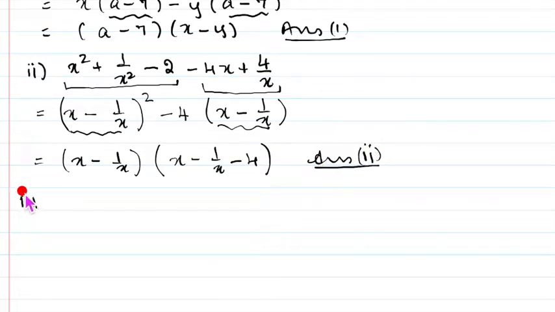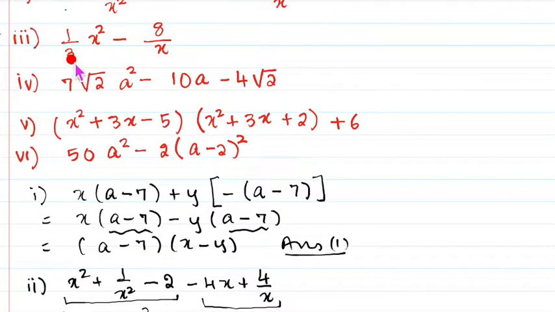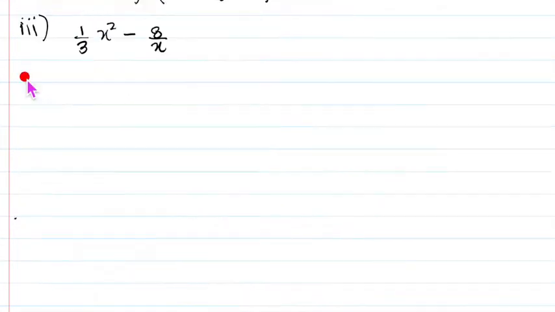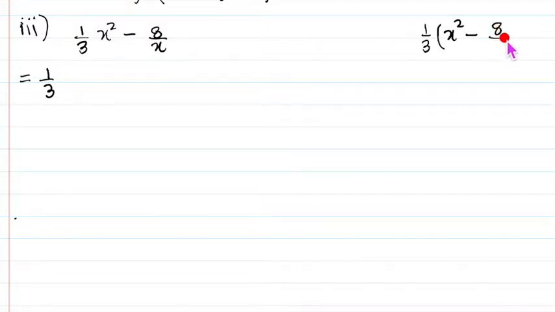Let us look at our third question. 1 upon 3 x squared minus 8 upon x. Now this question is a little complicated. It's not as easy as it looks. We will take 1/3 common. Now our thinking step tells that if we take 1/3 common, then inside we will have x squared minus 8 upon x will be divided by 1 upon 3.